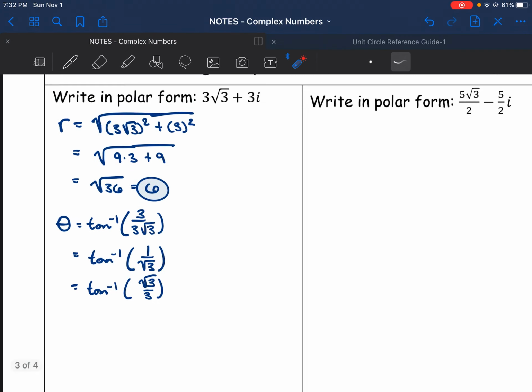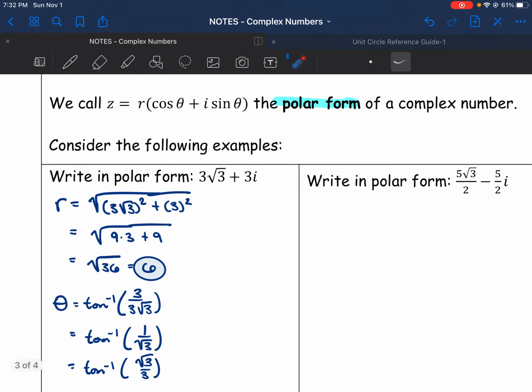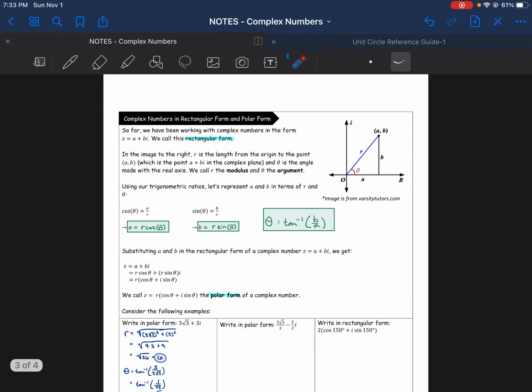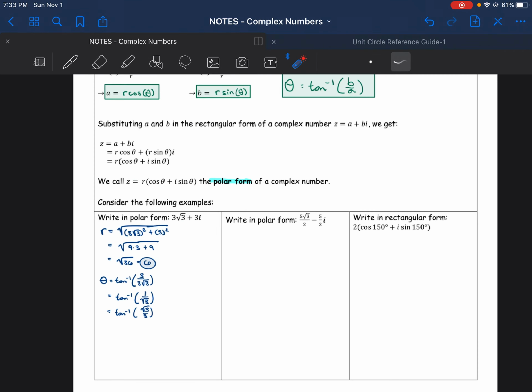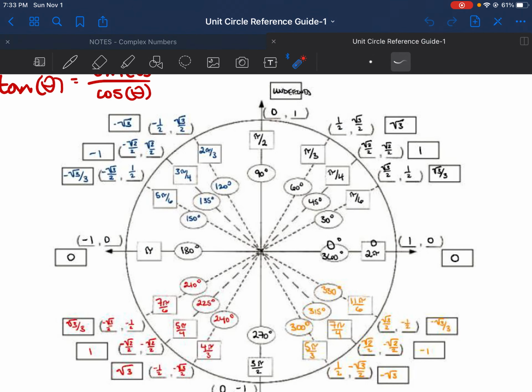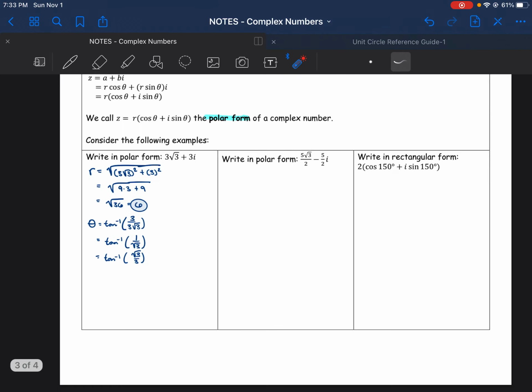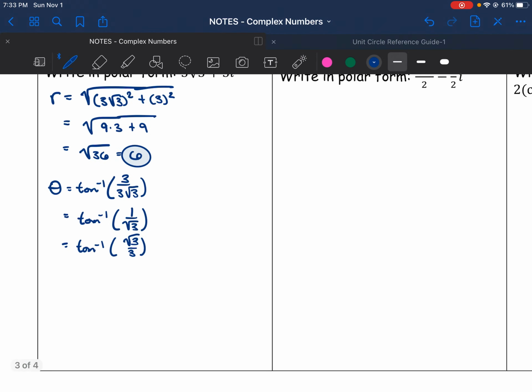Well, let's think about it here for a second. We have the point 3 root 3 plus 3i. Real part 3 square root of 3, imaginary part positive 3. Well, this is positive, this is positive. If I were to graph it in the complex plane, it would be in quadrant 1. So I want 30 degrees because that's in quadrant 1. So theta is 30 degrees. I'm going to circle that.